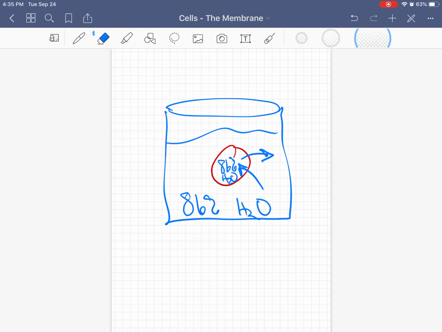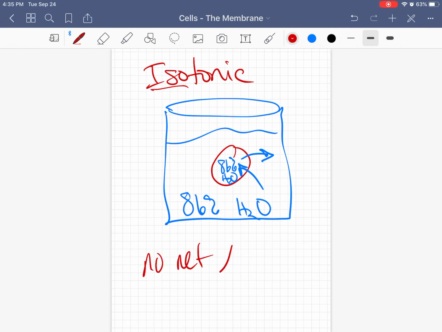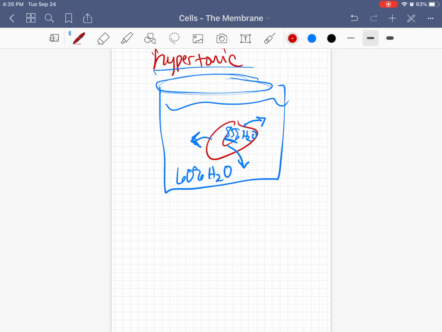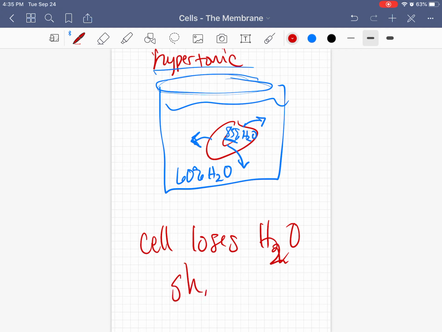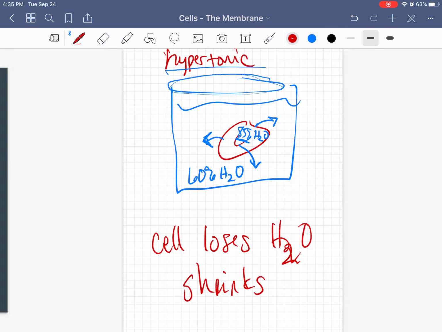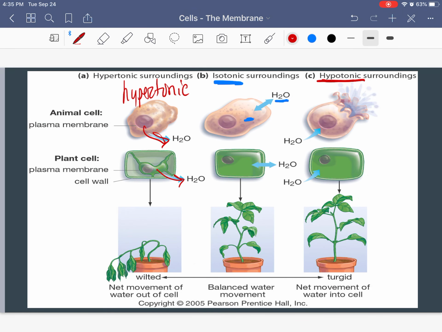And that is what is called an isotonic solution. No net change in cell. Where hypertonic is the cell loses water and shrinks. All right, so hypertonic, isotonic, and what is left is hypotonic.